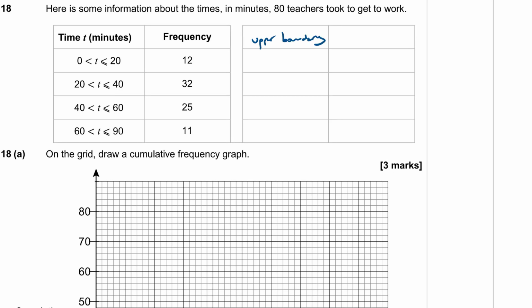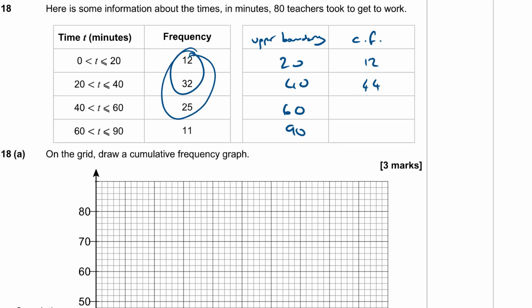which is 20 in this case, and 40 and 60 and 90, and we're going to plot that against cumulative frequency, which is 12 plus, we add those two together to get the next one, which would be 44, and then we add all three together, or 44 plus 25, to get the next one, which is 69, and then finally 80. It's always a good idea just to check this last value matches with the total they give you in the actual question. So that looks good.